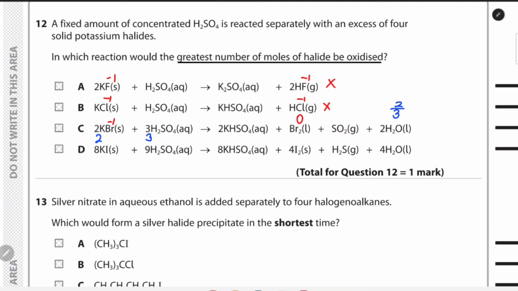If I look at the last one, we have iodide ions over here with an oxidation number of -1, and we get iodine with an oxidation number of 0. Here, 8 moles of iodide ions are oxidized by 9 moles of H2SO4, so 8 by 9. If I look at their values, 2 by 3 is around 0.67, 8 by 9 is around 0.89. This is a larger value, so D is our answer.